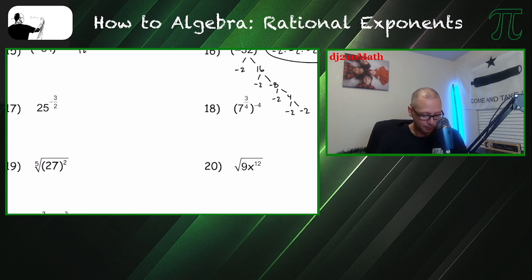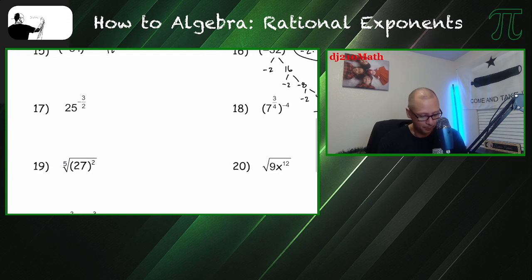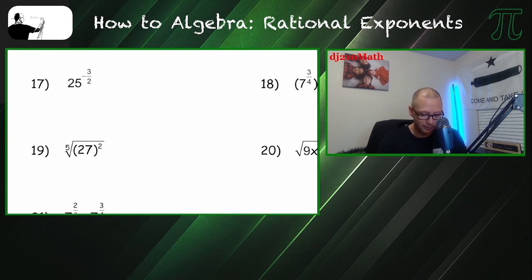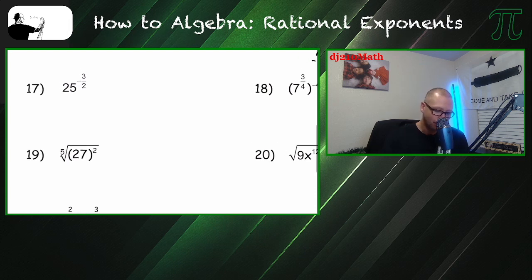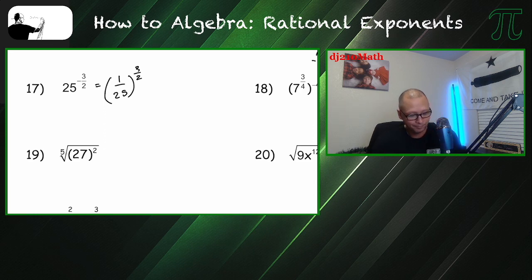All right, moving right along. How many more of these do we want to do until we get the point across? Let's see. 25 to the negative 3/2 power. So we don't like negatives in the exponents. So we know that this is going to force the 25 to go into the denominator, and it's going to make the exponent positive.